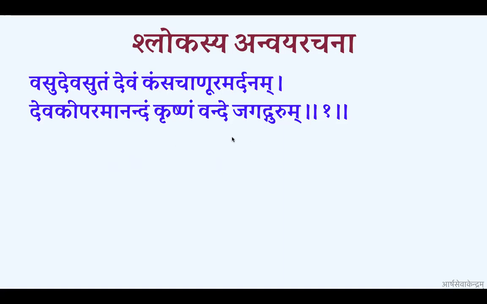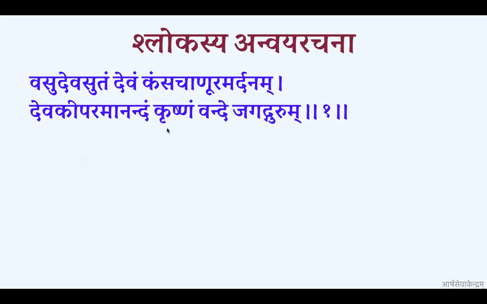We infer that based on the fact that Vande can only go with aham. Karma padam asti va? Kam Vande? Krishnam Vande. So this is karma padam. And Vasudeva Sutam, Devaki Paramanandam, they all end in the same way, so most likely they are Visheshanas of Krishna, but we don't know until we analyze the whole thing.